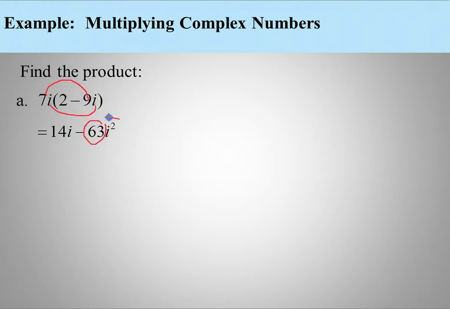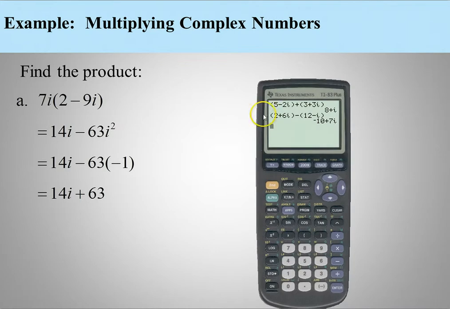i times i is i squared. Whenever you're writing complex numbers, the highest power of i should be i. I cannot have an i squared. But we know that i squared is equal to negative 1. So I'm going to replace this i squared with negative 1, and let's see what happens. I replace the i squared with negative 1, so I get negative 63 times negative 1, and I get 14i plus 63.